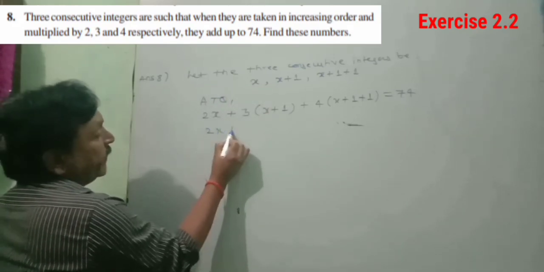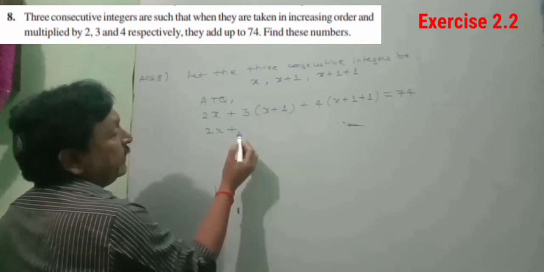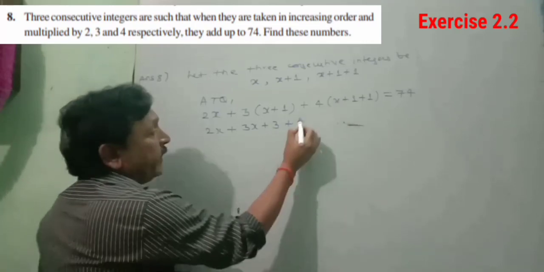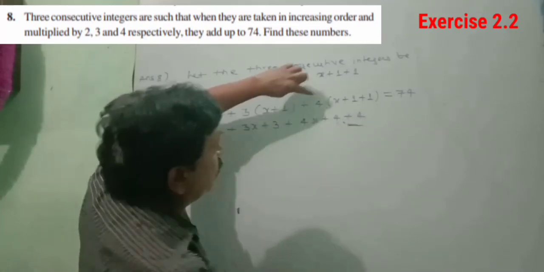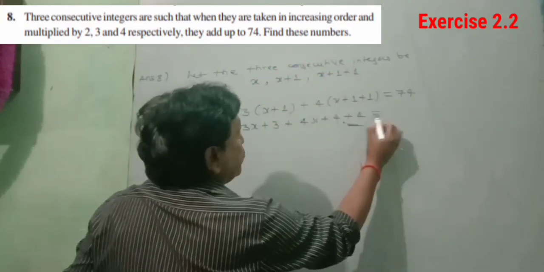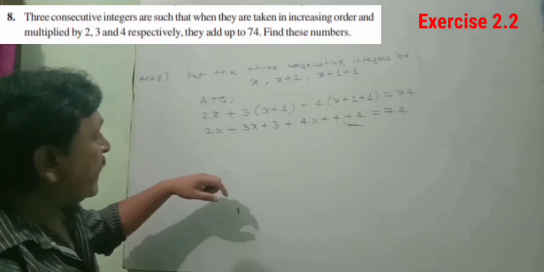So 2x, open the bracket. I had just told you 3 will get multiplied by both x also and this 1 also. 3x plus 3. Open it. 4x plus 4 plus 4. 4 will get multiplied with x also, this one also and this one also. Is equal to 74. First of all see how many x are there.